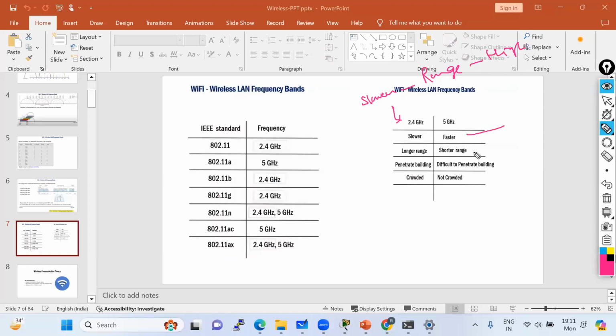It's faster, but the range and coverage is going to be shorter. It is going to penetrate, meaning if there is a building or an obstacle, it is going to cross them, but it is difficult to penetrate. It's crowded, it's non-crowded.